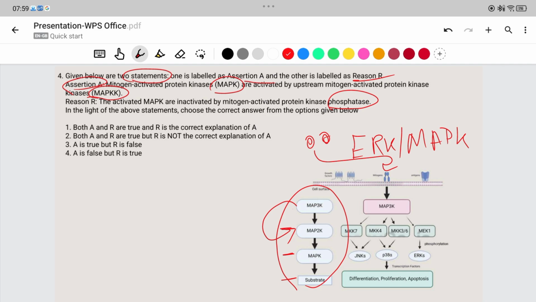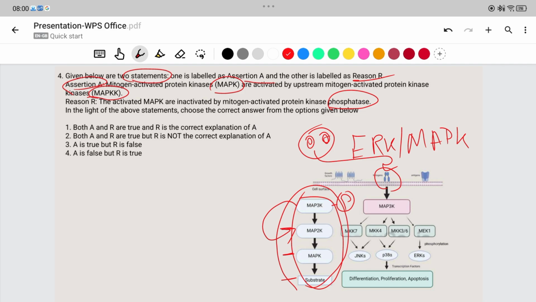So in the resting phase, those enzymes will not be in a phosphorylated form. So this will be in a resting phase, and the signaling will no longer be passed on. The signaling cascade will not be there. But upon binding with the ligand, the conformation will be changed in a certain way, and this will be phosphorylated.